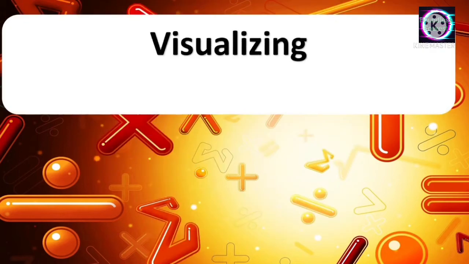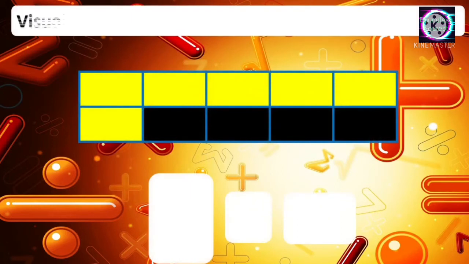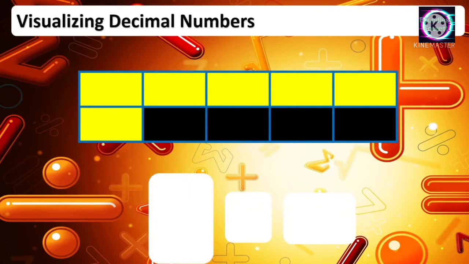Next is visualizing decimal numbers using grids. So as you can see, we have here 10 grids. If we're going to express it using a fraction, we have 6 over 10. 6 are the yellow part and 10 is the total number of the parts of the grid. Next, let us change it into a decimal number. So how are we going to change it into a decimal number? Again, look at the denominator.